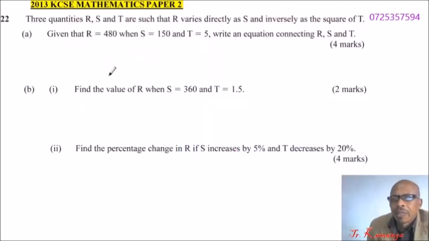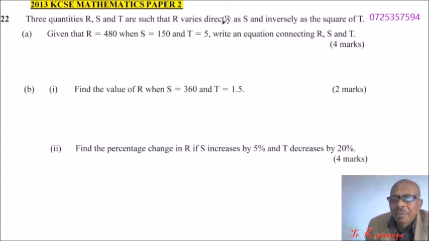This is question number 22, 2013 KCSE Mathematics Paper 2. We are told three quantities R, S, and T are such that R varies directly as S and inversely as the square of T. Given that R is equal to 480 when S is equal to 150 and T is equal to 5, write an equation connecting R, S, and T.